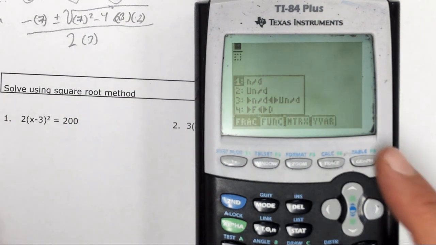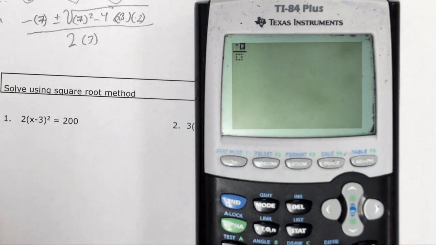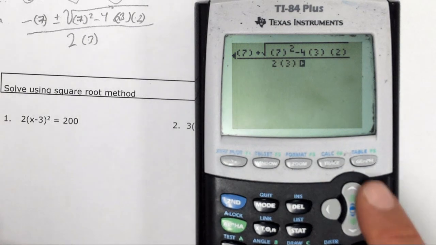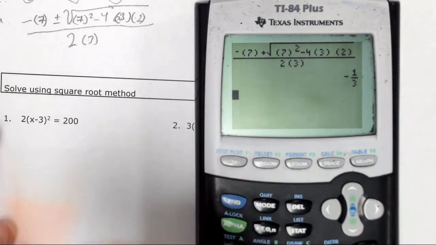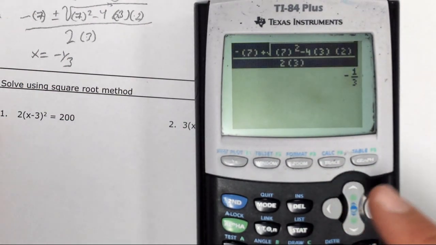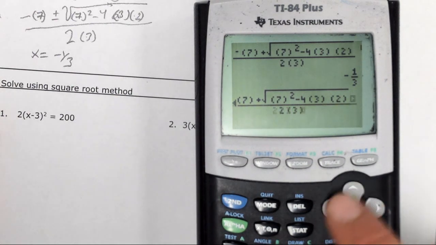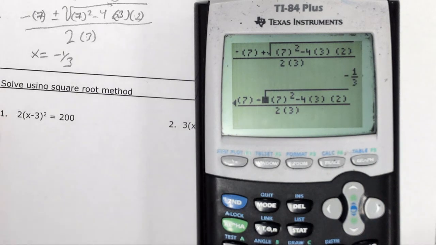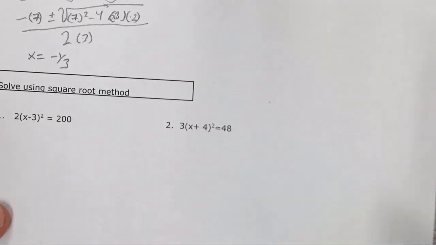First thing I do is I start off by putting a fraction. Then I type it up exactly like I see it until I get to this part where it says plus or minus. You can't do both at the same time, so I'm going to go ahead and work them out one at a time. I'll do the plus first and then I'll do the minus second. Alright, my first answer is negative 1/3. And my second answer, just go up there, highlight it, and press enter. Is negative 2.